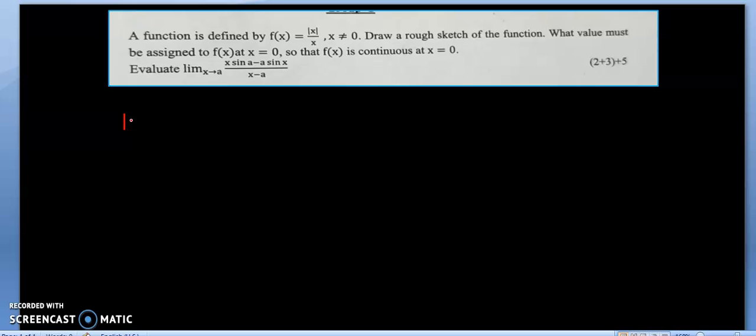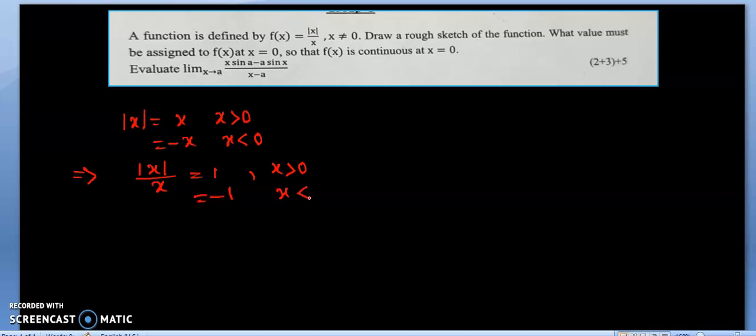Now we know the mod x function is x when x is positive and minus x when x is less than 0. As here x is not equal to 0, we don't consider the value x equals 0. Mod x equals x when x is positive and mod x equals minus x when x is negative. That means easily you can say that mod x by x is equal to 1 when x is positive and equal to minus 1 when x is negative.